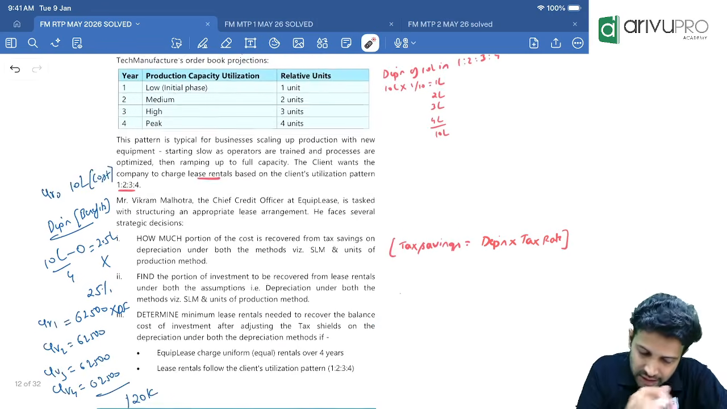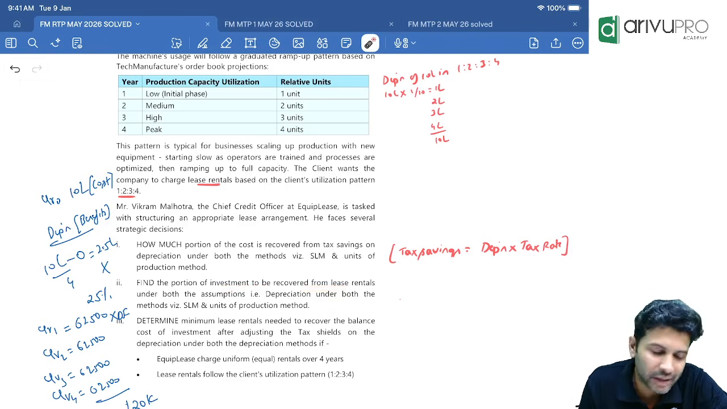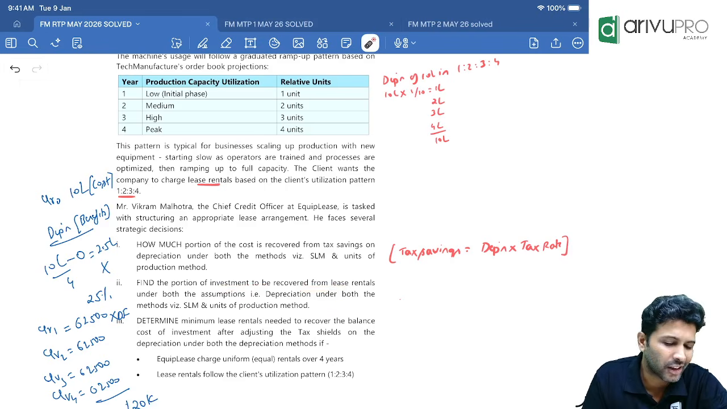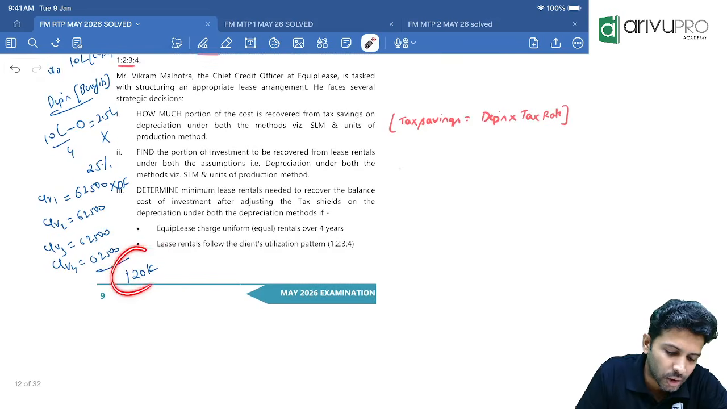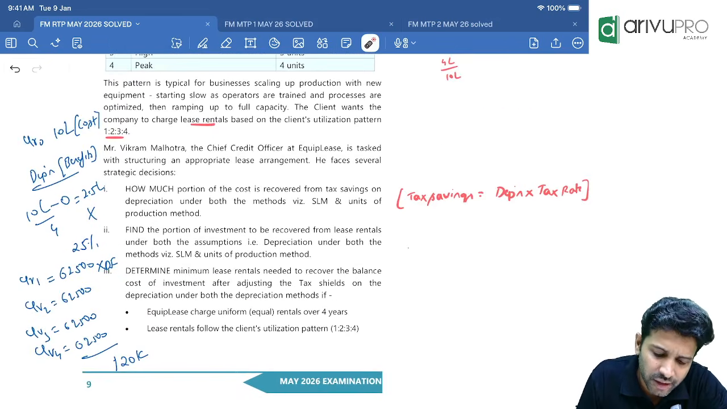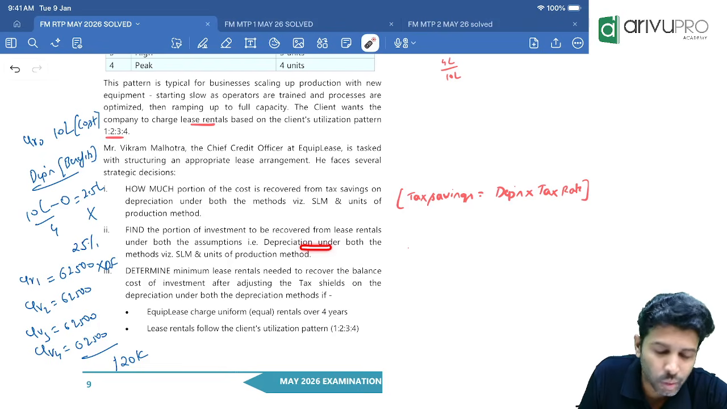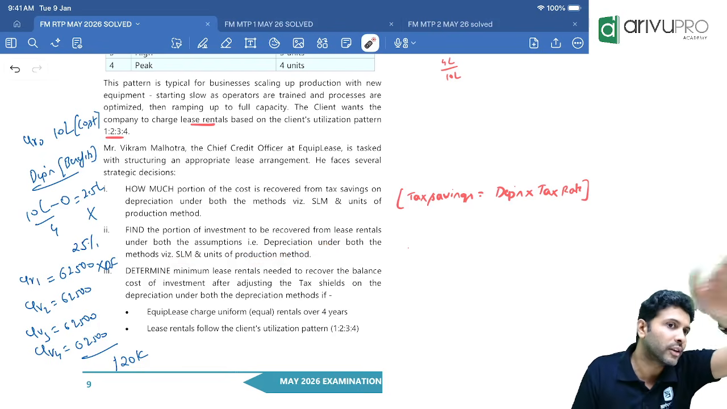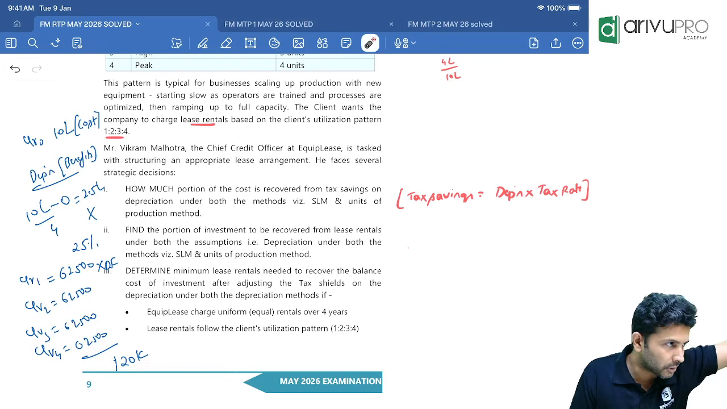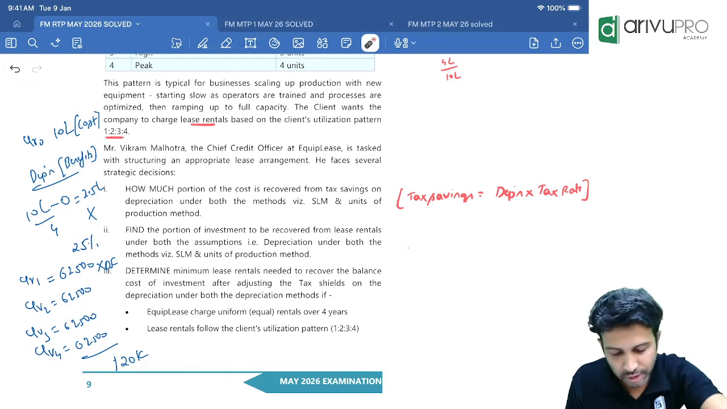Okay, that's one they've asked. I'll read all the requirements once. First, find the portion of investment to be recovered from lease rental. That you already know: 10 lakh minus 1,20,000. The balance you will recover from lease rental. But you will have to solve under both assumptions. One is when depreciation is under SLM, and the other is under units of production. That means you have to solve under two cases.